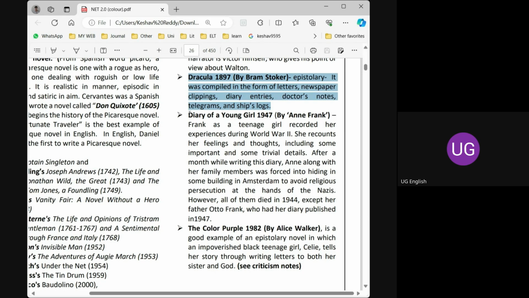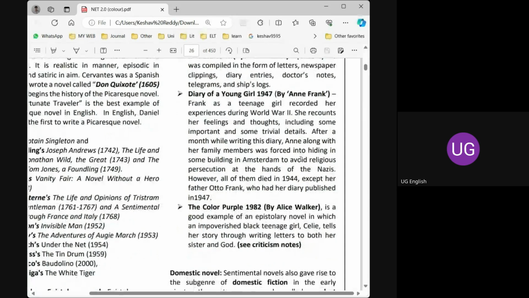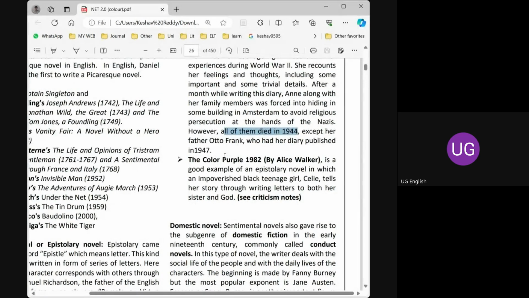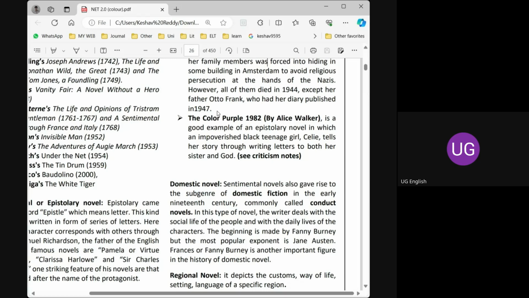And Diary of a Young Girl by Anne Frank. Frequently asked questions here. This is a frequently asked question. This is a very important work because it records the experiences of a girl in World War II. Her experiences are recorded. Diary of a Young Girl, 1947. Very important and very interesting. After her death, her parents or other family members published this diary in the form of a book. Very important one.